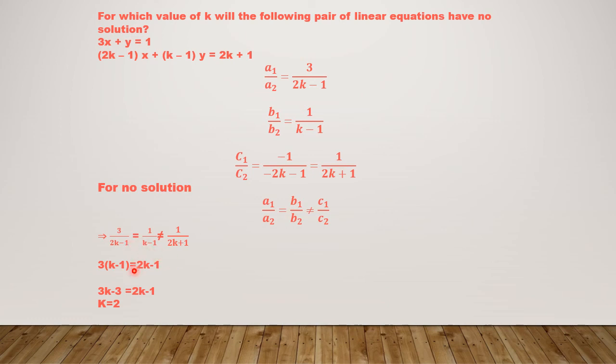On cross multiplying, we are getting 3 into k minus 1 is equal to 2 into k minus 1. And then just removing the brackets, we get 3k minus 3 is equal to 2k minus 1. Then transposing minus 3 to the RHS, we get minus 1 plus 3, that is equal to 2, and transposing 2k to the LHS, we get 3k minus 2k is equal to k. So hence we arrived at the value of k.